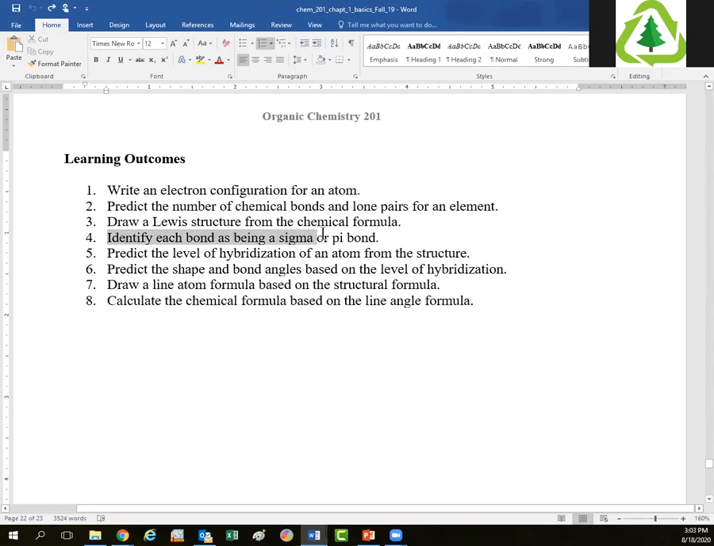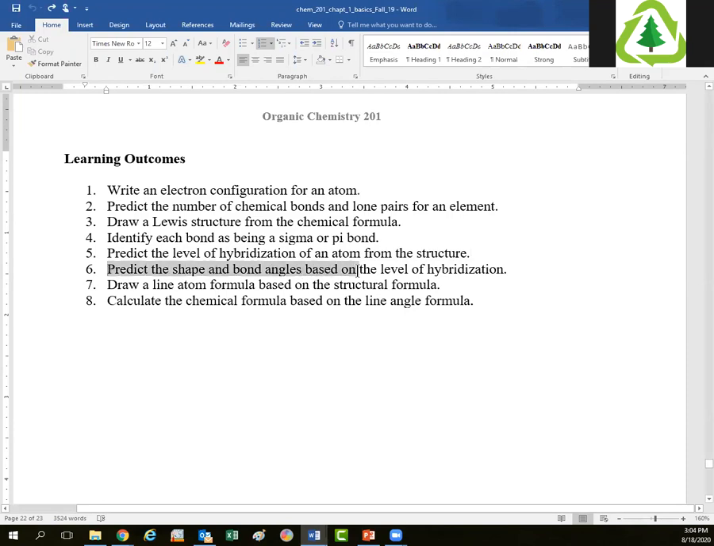You should be able to identify a bond as either being a sigma bond or a pi bond. The very first bond between two atoms is always going to be the sigma bond, and that uses a hybrid orbital. And any additional bonds, like a double or triple, use the unhybridized orbitals, the atomic p orbitals, for these pi bonds. You should be able to predict the level of hybridization looking at the structure. Again, carbons with just single bonds are sp3. Carbons with a double bond are sp2. And carbons with a triple bond are sp hybridization.